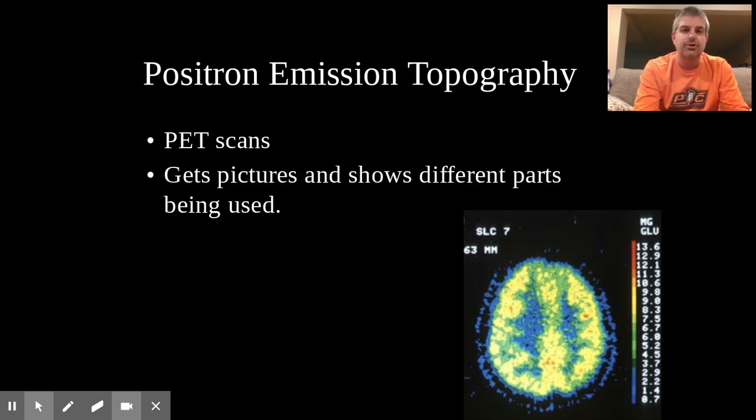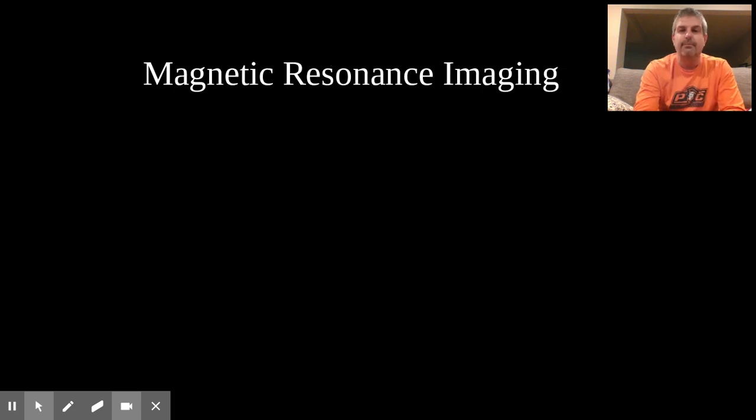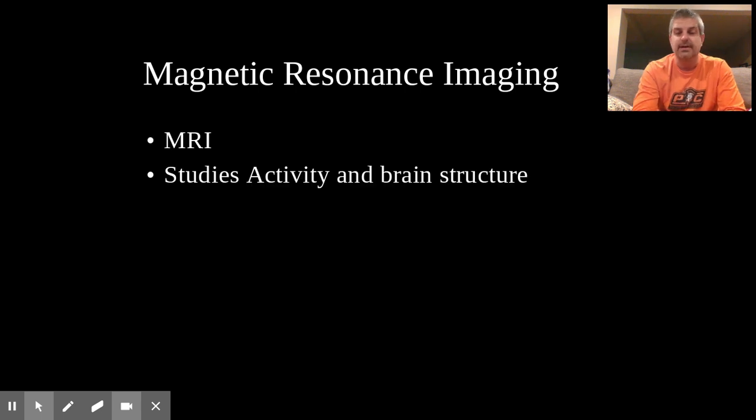This gets pictures showing how different parts are being used, and they'll flash a picture in front of you, and if it might be an unpleasant picture, see what part actually starts working. It might be a nice picture, and see what part starts working. And magnetic resonance imaging is an MRI that studies activity and brain structure. So that basically takes care of section 2.